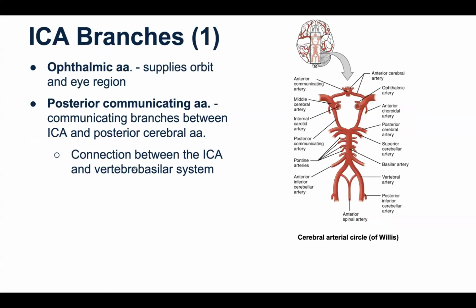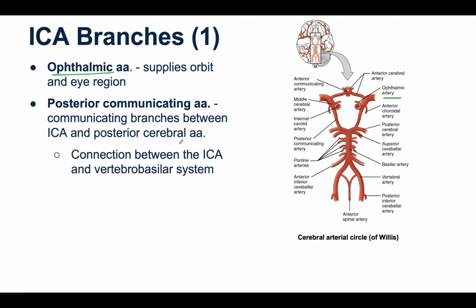So let's get into some of the branches of the internal carotid artery, starting with generally the very first branch of the ICA, the always hard to spell ophthalmic artery. This artery is hugely important in supplying the orbital region and the eye itself. So that's usually the first branch off the internal carotid.